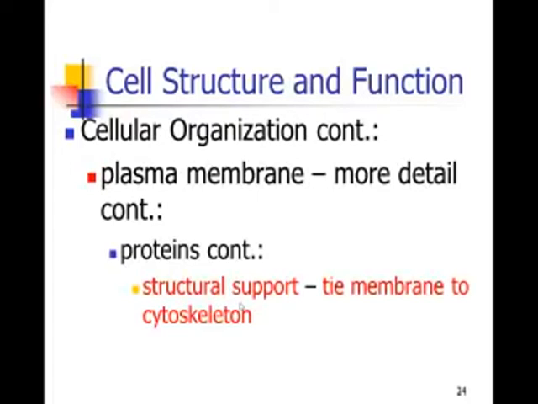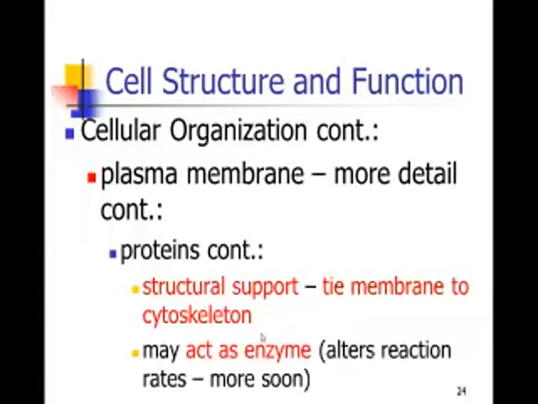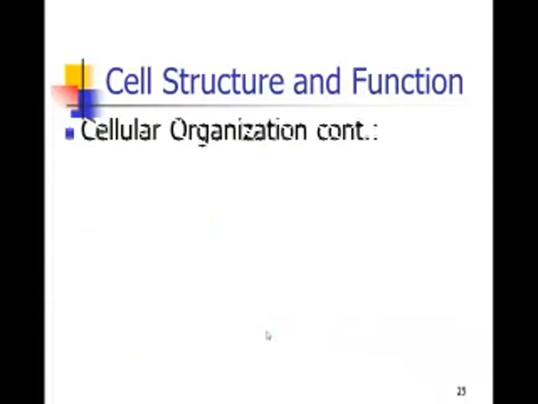The proteins also give the cell structural support and tie the membrane to the cytoskeleton, and this makes the cytoskeleton relatively stable. Some of the proteins act as enzymes. And enzymes we already talked about a little bit. Enzymes are chemicals that alter reaction rates. We'll talk more about that in a bit here.